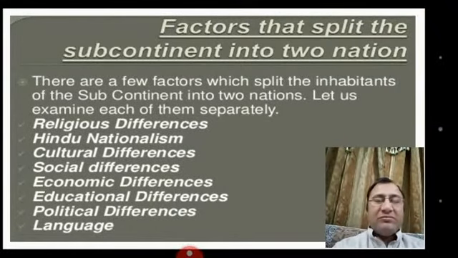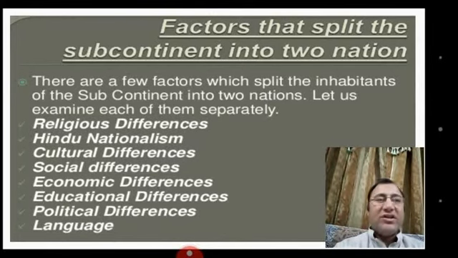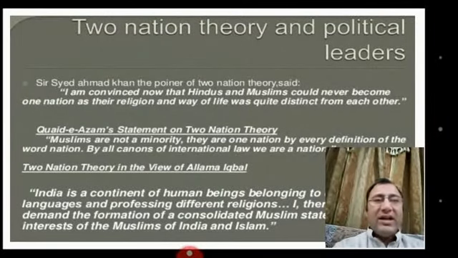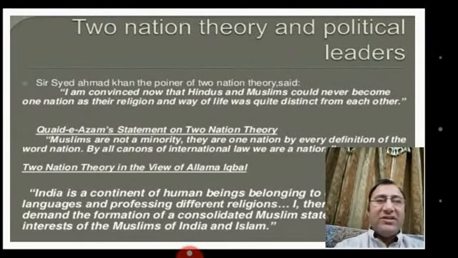As for the dissimilarities, I had told you the reasons why the subcontinent was split into two states: religious differences, Hindu nationalism, cultural, social, economic, educational, political, and language differences. Then I told you about Sir Syed Ahmad Khan and the role of the Muslim leaders. He mentioned that Hindus and Muslims couldn't become one nation because their religion is different and their ways of life are totally different.